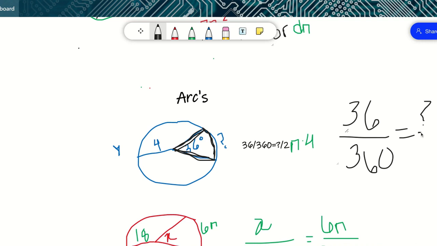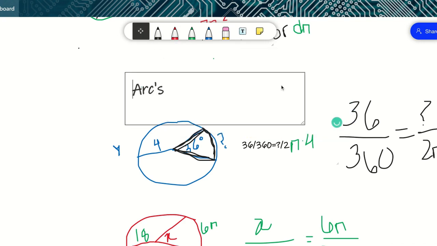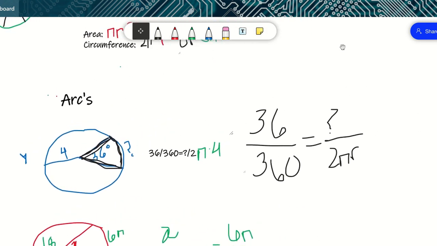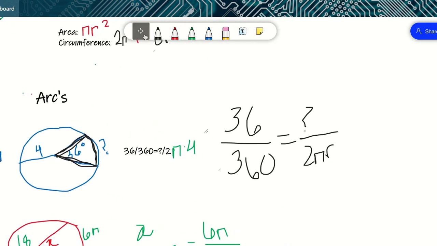Because we're doing the arc over the total, we have to keep the degrees, so we do the arc over the total in the length too. We learned from earlier that the circumference of a circle is 2 pi r. And you would just do 2 pi r. And now this is what we could use to solve for the question mark.